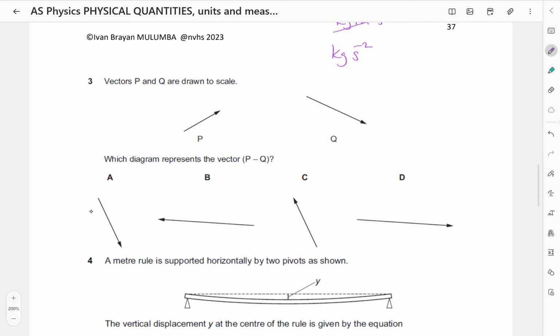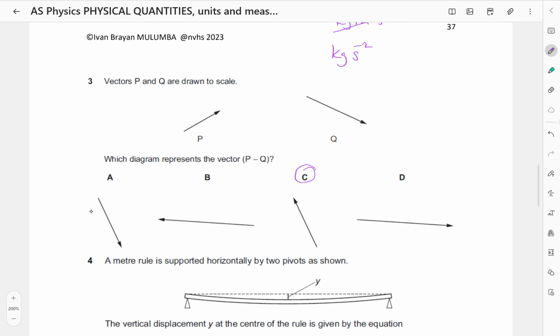Vectors P and Q are drawn to scale. Which diagram represents the vector P minus Q? P minus Q. So I think here the answer is going to be C.